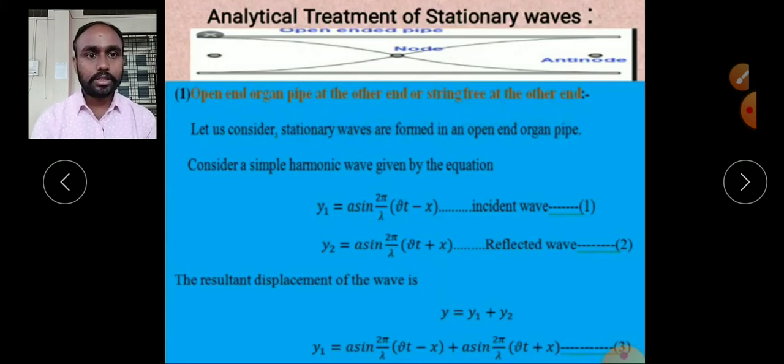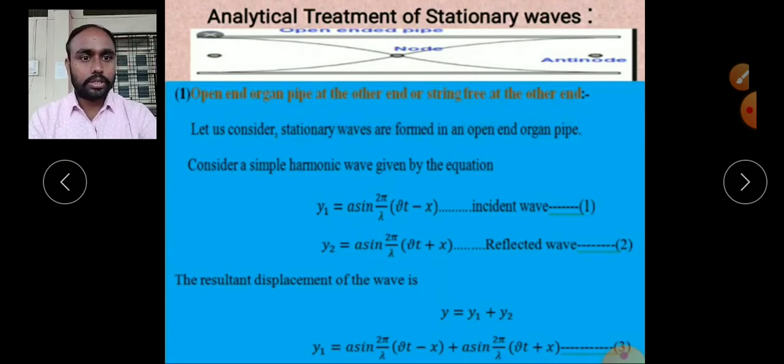So let us consider the stationary waves are formed in an open end organ pipe. Consider a simple harmonic wave given by the equation. We have already seen this equation, y is equal to a sin 2 pi by lambda. This is the general equation to represent the simple harmonic wave.